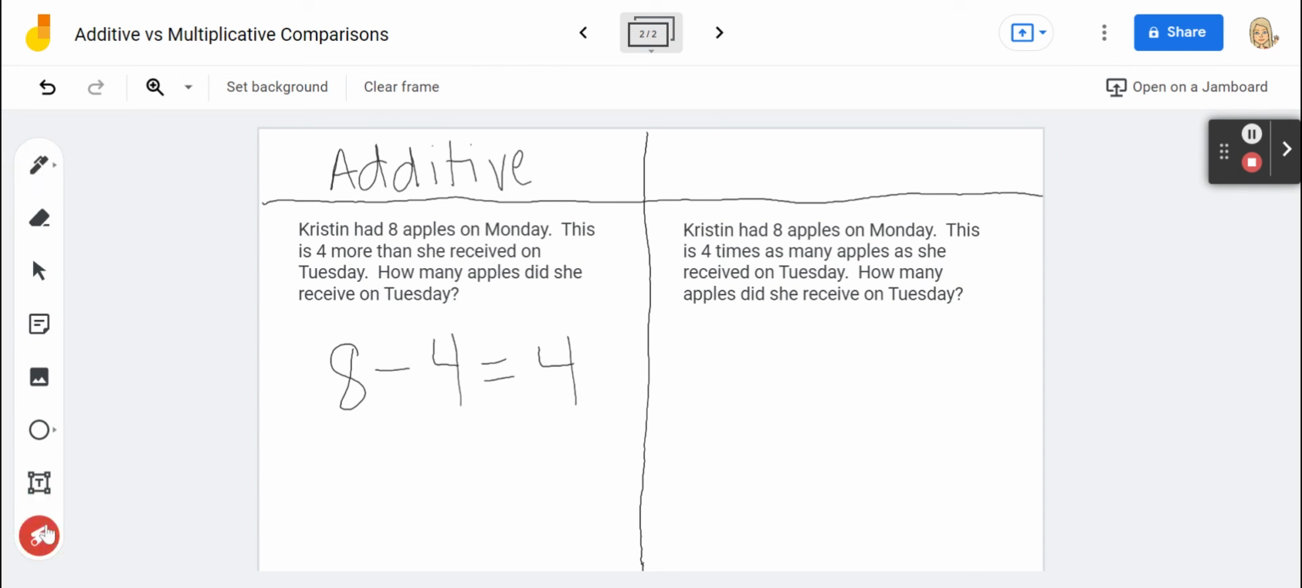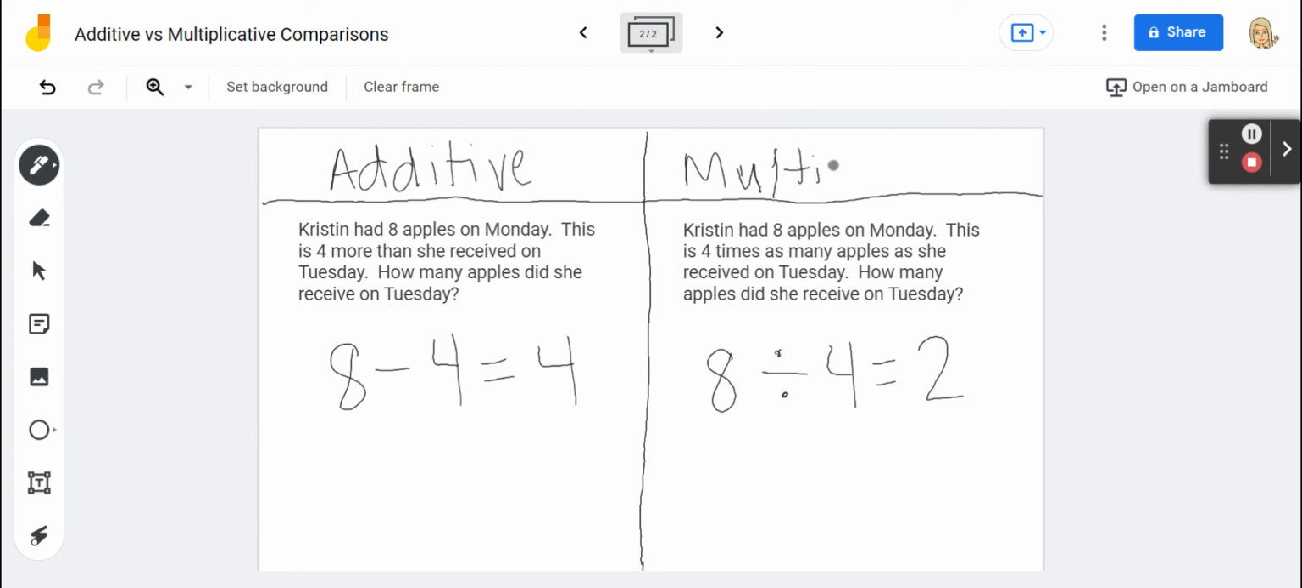Let's look at this second problem here. Kristen had 8 apples on Monday. This is 4 times as many apples as she received on Tuesday, meaning she had more apples on Monday than Tuesday. How many apples did she receive on Tuesday? So this time we're going to divide. 8 divided by 4 equals 2. This is still called a multiplicative comparison because we're comparing how many times as many more or less. But when we're thinking about how many times less, we're thinking more about division. So that's the difference between additive comparisons and multiplicative comparisons.